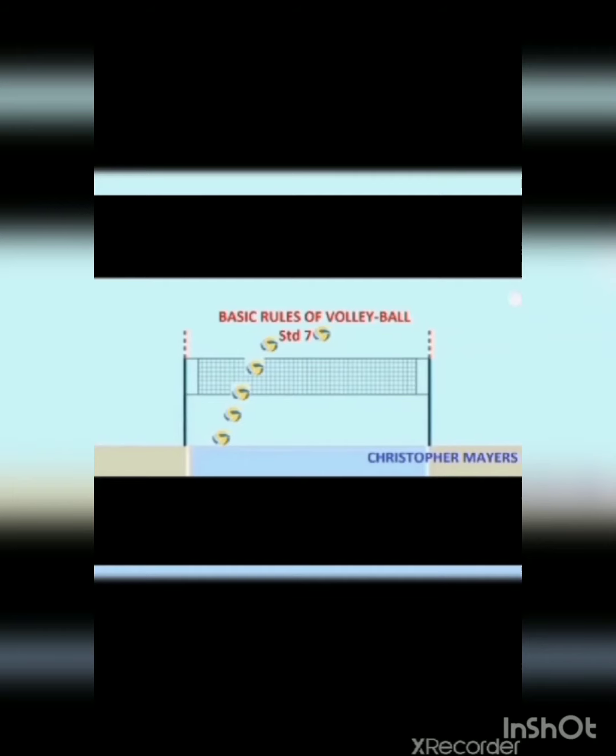Let's discuss the rules and the regulations of volleyball for 7th standard. My name is Christopher and I'm here from LPSAVANI VIDHYABHAVAN. I'm here to guide you on the basic rules of volleyball.